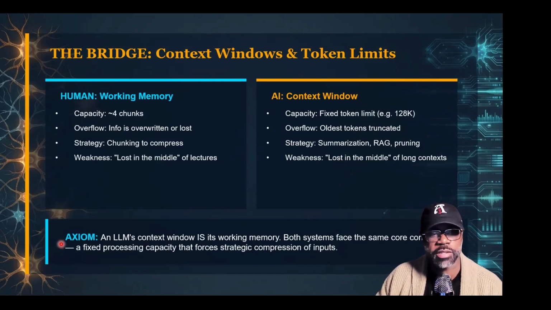Now, the axiom for this is an LLM or large language model's context window is its working memory. Both systems face the same core constraint, which is a fixed processing capacity that forces strategic compression of input. So key word here is going to be compression. You're going to see that a few times. That's essentially the way we're going to get around a lot of this.